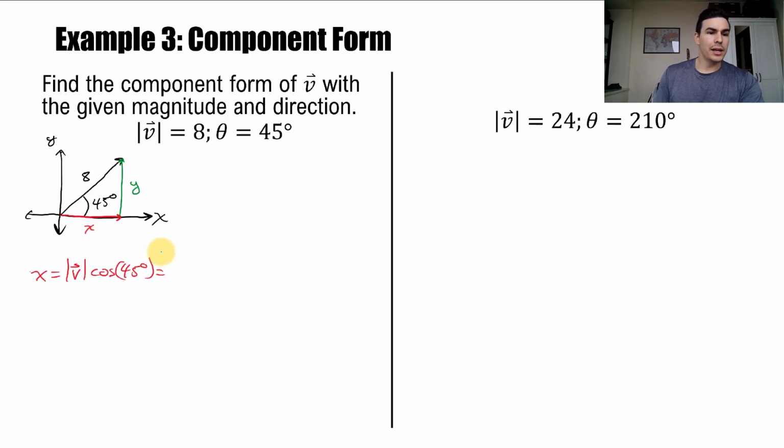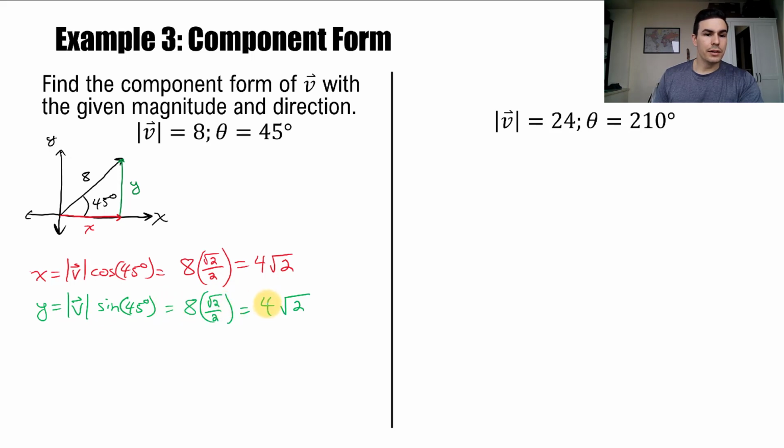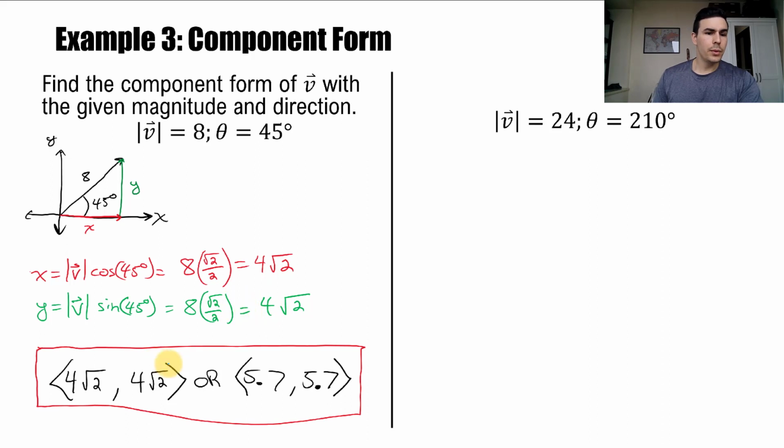So x is going to be our magnitude times the cosine of our theta, which in this case is 45. So that's going to be 8 times root 2 over 2, which will simplify to 4 root 2. Same thing for our y component. We'll have the magnitude times the sine of 45. That's again going to be 4 root 2. So we can write our component form like so. We can either leave it as a radical, or this is when we are converting to decimals, whichever one you're asked to do.